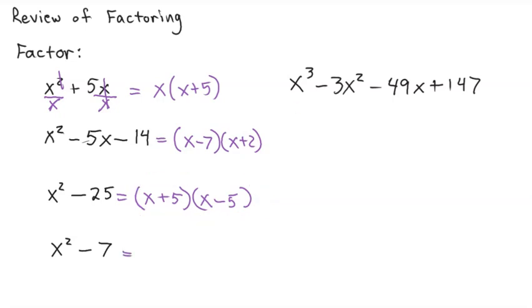We can do the same thing here. We can set up our two sets of parentheses. It's a difference, so we can go x plus and x minus. But now what we're going to do is just take the square root of this number. And the square root of 7 is just the square root of 7. So we're going to put the square root of 7, square root of 7, and we're done.